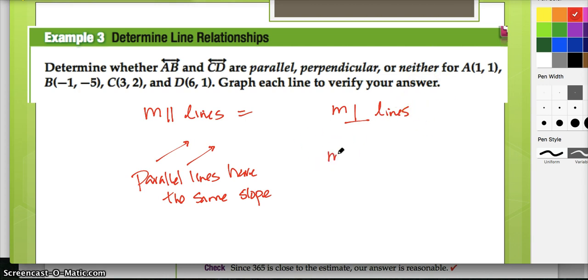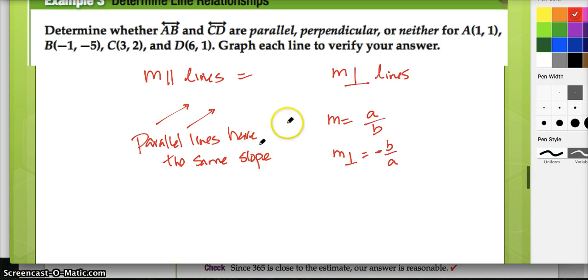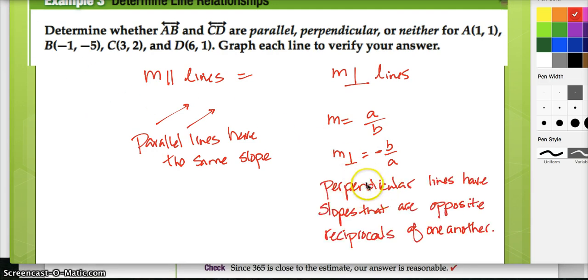So for instance, if the slope of a line is equal to A over B, then the slope of the line perpendicular would be B over A, the reciprocal, but the opposite reciprocal. So the sign changes and the thing flips. So with this in mind, parallel lines have the same slope, and perpendicular lines have slopes that are opposite reciprocals of one another. I'll write that down. So as I said, perpendicular lines have slopes that are opposite reciprocals of one another. Now that we've got that clear, now we can really determine some information.